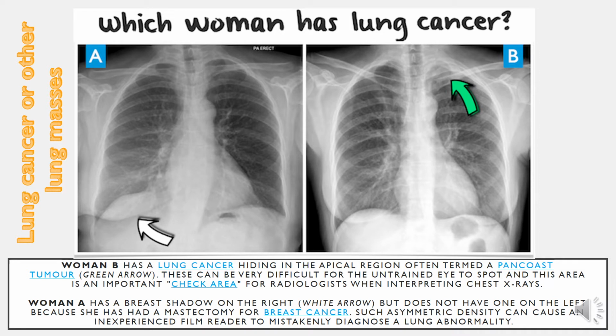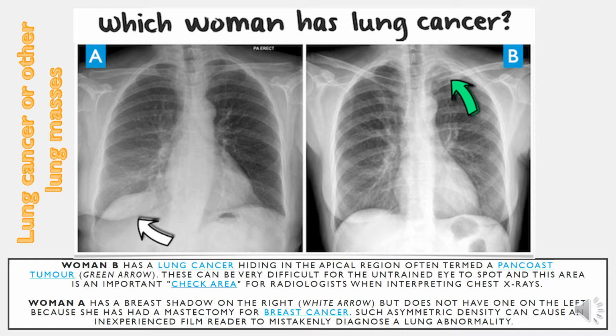One of the common findings that can be seen using X-ray is lung cancer or any other lung masses. This slide shows two X-ray tests for two female patients. Picture A. The woman has breast cancer. Notice the white arrow as it shows a breast shadow on the right side, but does not have one on the left, because she has had a mastectomy for breast cancer. Such asymmetric density can cause an inexperienced film reader to mistakenly diagnose a lung abnormality.